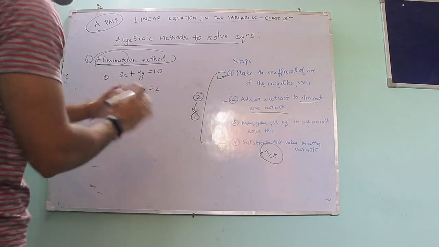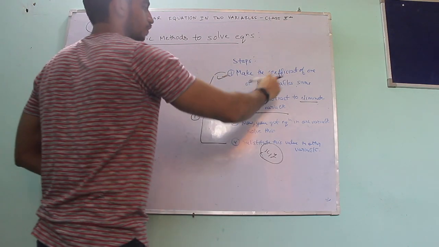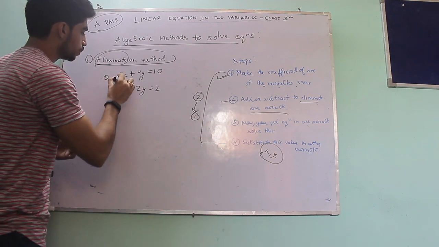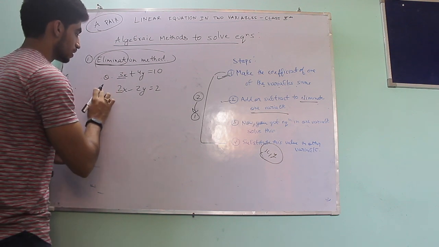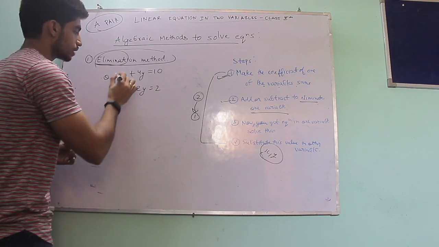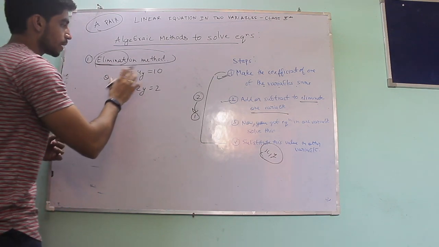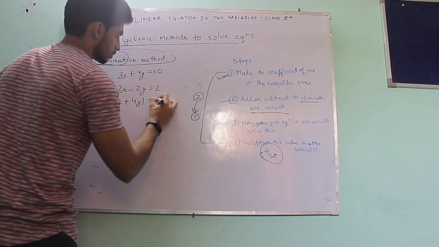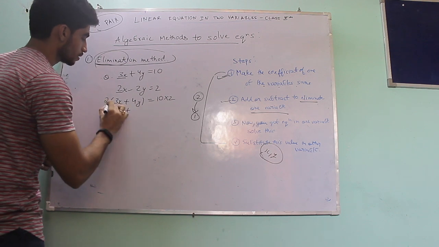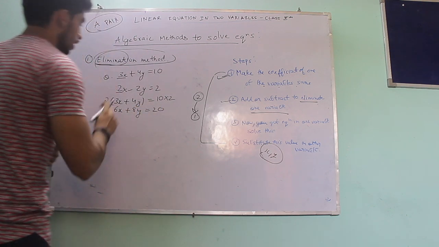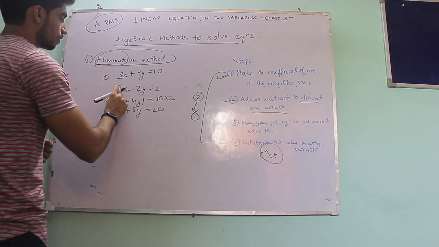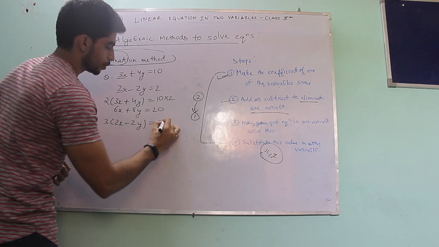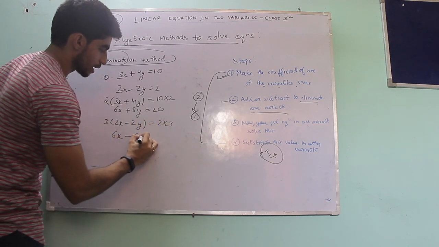Now we will apply these steps in this question. So what is our first step? Make the coefficient of one of the variables the same. Here the coefficients are all different. We can make the coefficients of x the same by multiplying this equation by 3 and this equation by 2, because the LCM of 3 and 2 is 6. So let's multiply this whole equation by 2. What will we get? 6x plus 8y is equal to 20. Now for this we have to make it 6, so we will multiply it by 3. So 3 times 2x minus 2y is equal to 2 times 3. Here it will be 6x minus 6y is equal to 6.